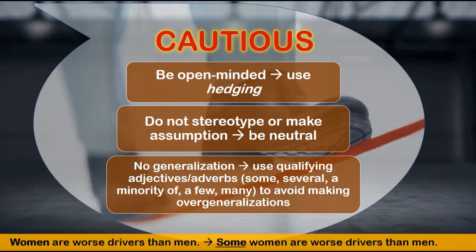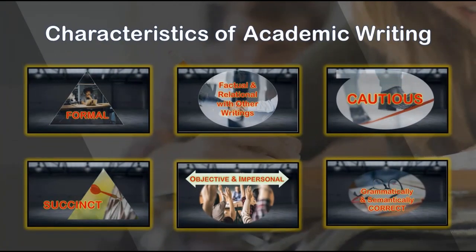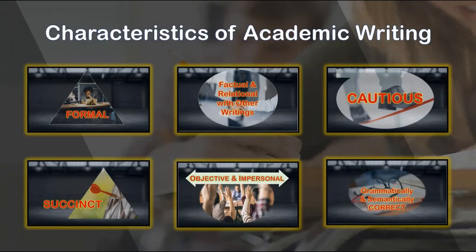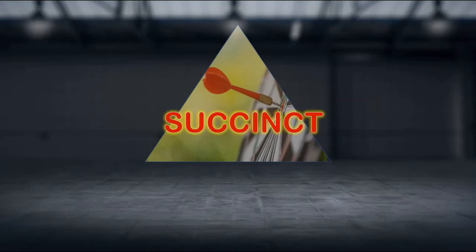Alright, so let's go to the next characteristic. The academic writing should be succinct. It means that the writer needs to avoid some unnecessary words. The words must be precise and concise in telling what the writer wants to say.